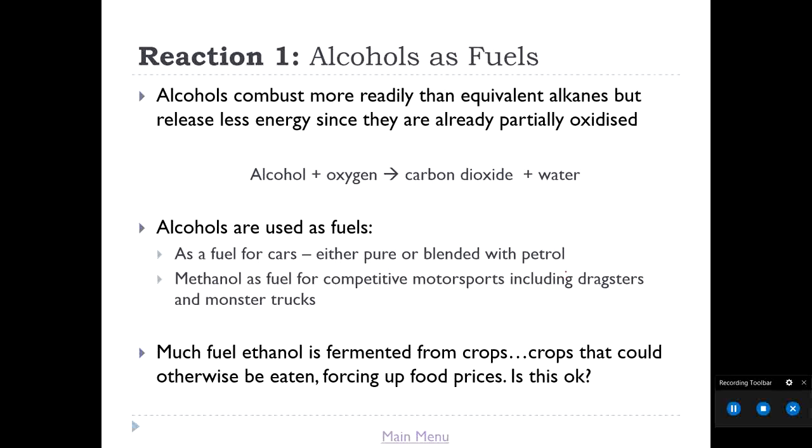Now, here's a question to think about. I'm not going to state an answer to this, but much of the fuel ethanol is made from fermented crops. Okay, and these crops, if we weren't using all of this ethanol in fuel, these crops could be eaten. So the fact that we do use it as fuel drives up the price of these crops to be used as food. And the question is, is this an acceptable practice? So again, I'm not giving an answer, but this is just something to think about and discuss on your own time. Okay, so that's reaction one, combustion.